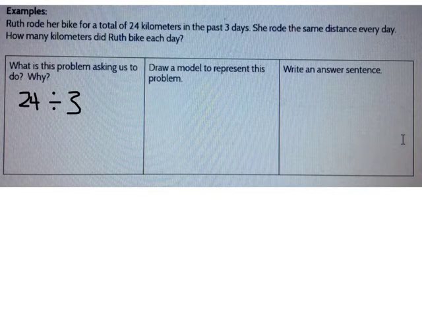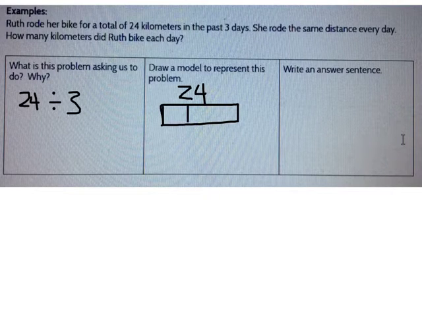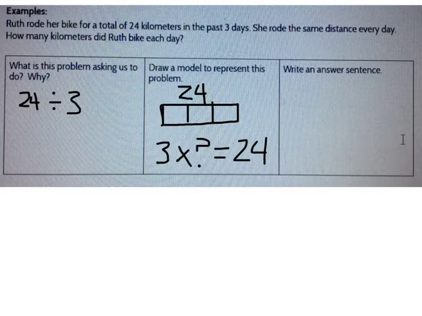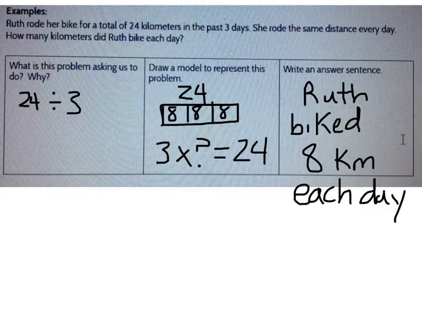Draw a model to represent this problem. Well, I know that I have 24, and I'm splitting that 24 up into 3 equal groups. So I need to find 3 times what equals 24. 3 times what is 24? 8 is the answer. Ruth biked 8 kilometers each day.